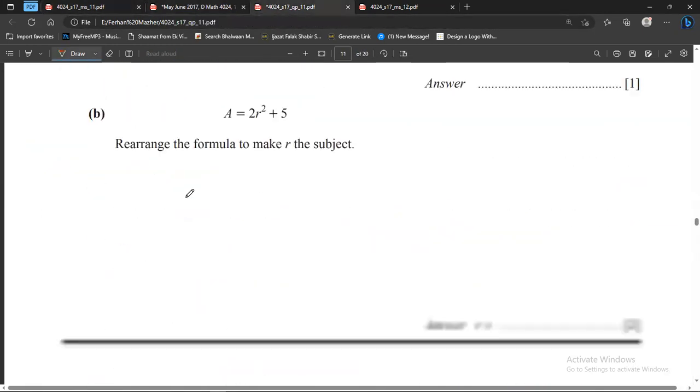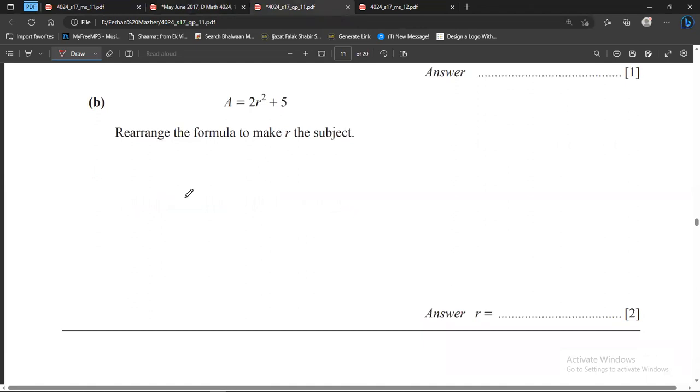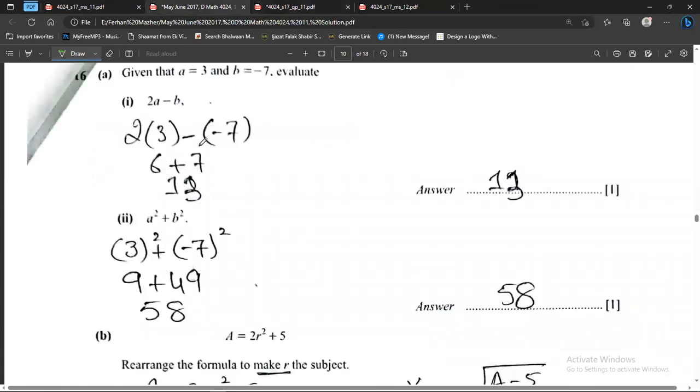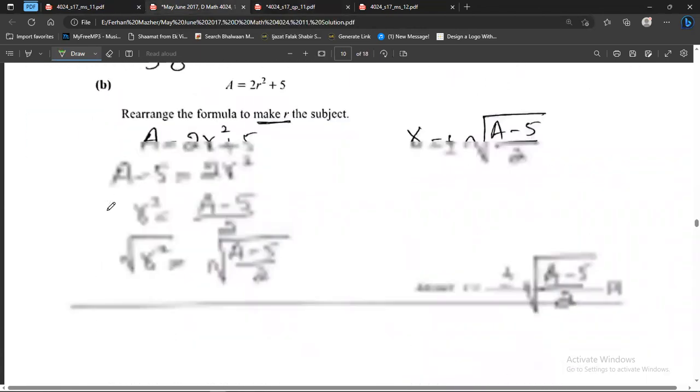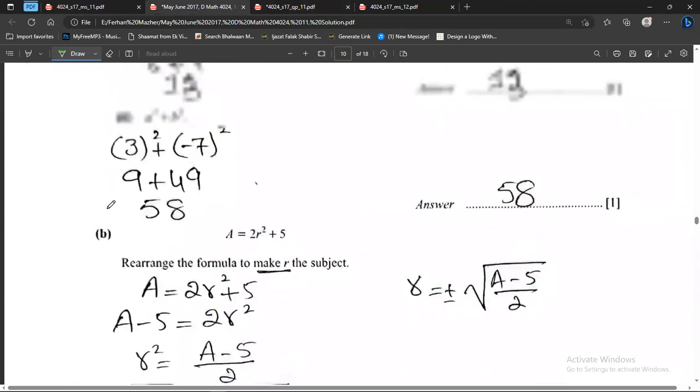Then we have question number 16, part B. He says A equals 2R square plus 5. So rearrange the formula to make R the subject. Okay, we can easily make R the subject. So we will make R square alone.